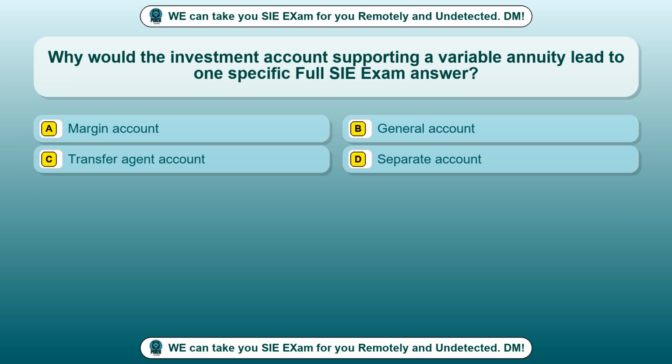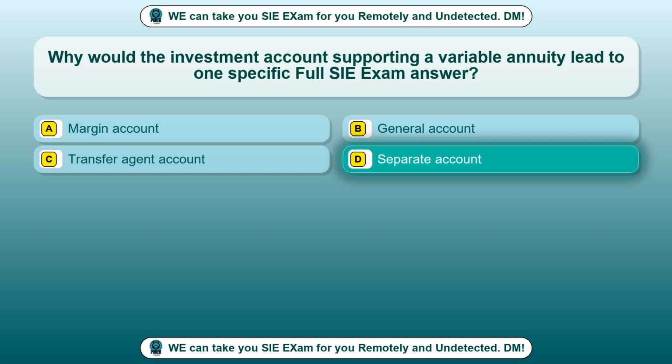Question 27. Why would the investment account supporting a variable annuity lead to one specific full SIE exam answer? Option A, margin account. Option B, general account. Option C, transfer agent account. Option D, separate account. The correct answer is option D, separate account.